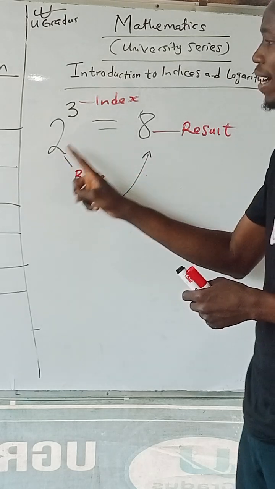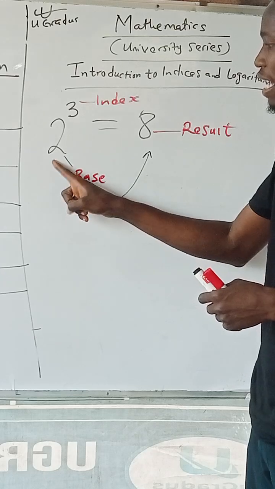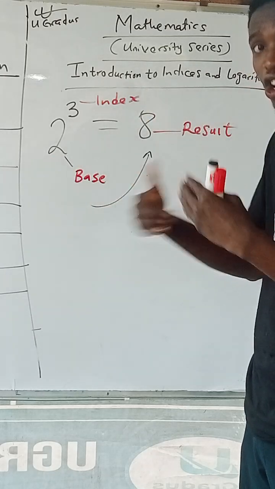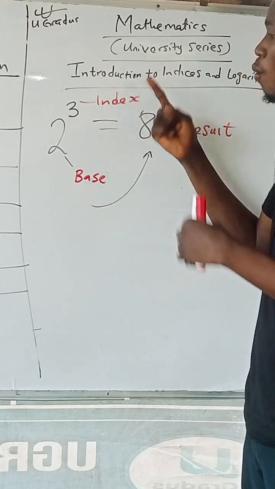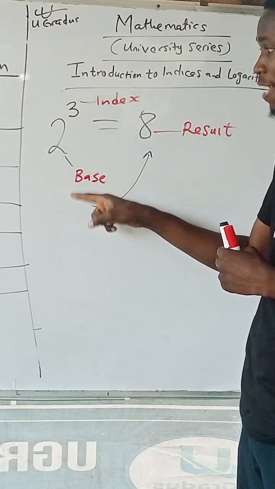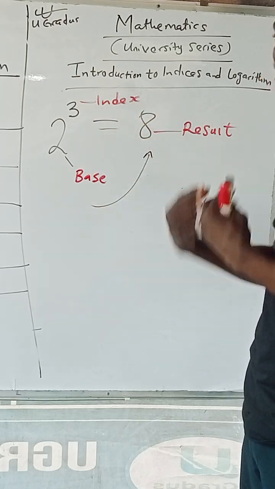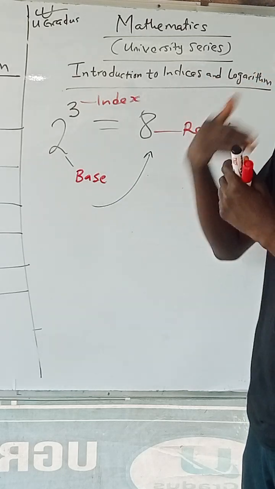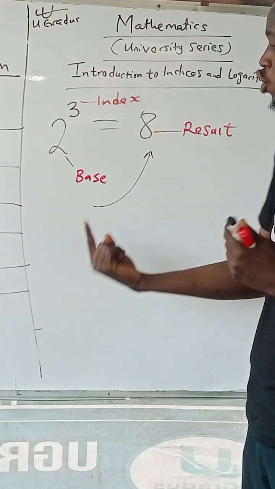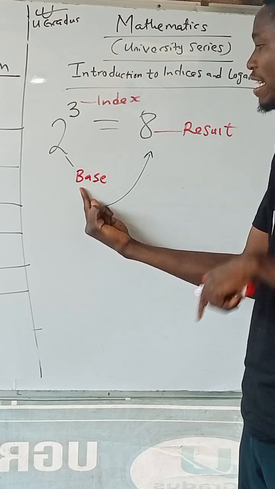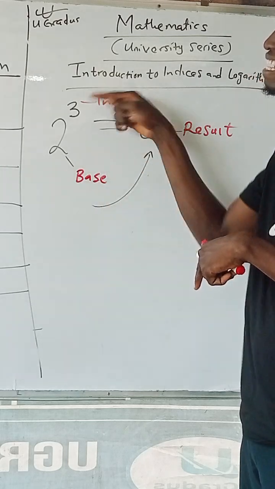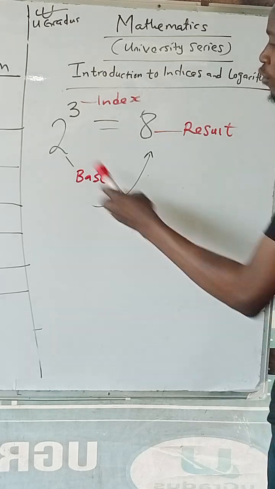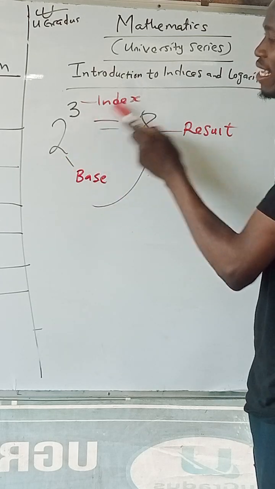Now, whenever you see a number carrying another number, that number that is carrying the other number is the base. What is being carried by the base is the index, and that is where the word indices comes from. Indices is talking about being carried by somebody. So the person that is carrying the indices is the base, while the indices is always standing on the base. So here 2 is the base, while 3 is the index.